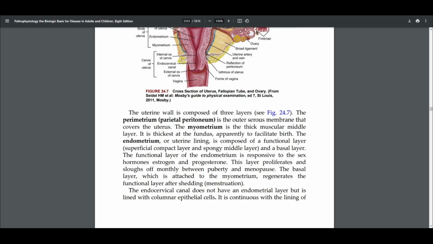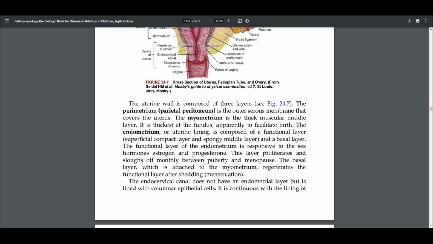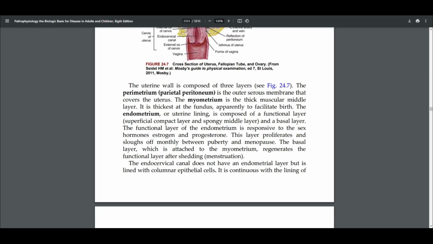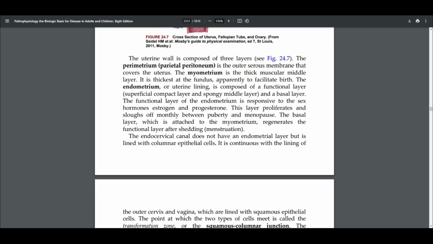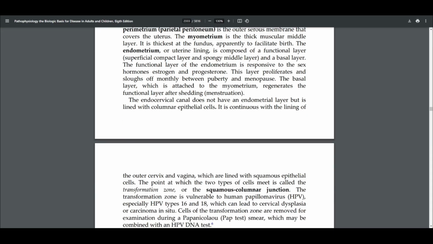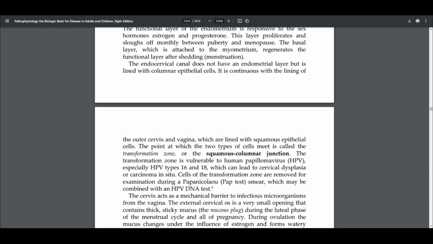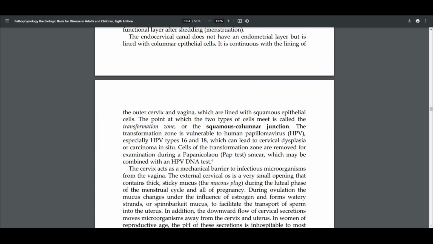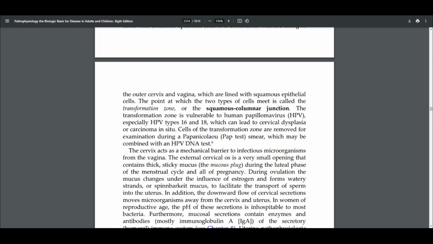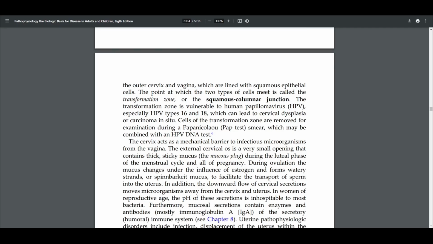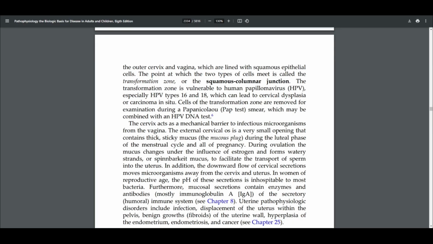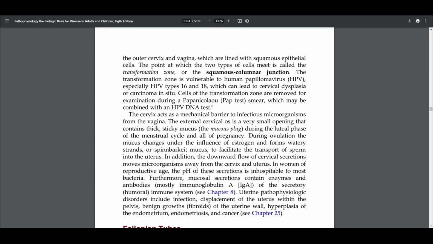The basal layer, which is attached to the myometrium, regenerates the functional layer after shedding. The endocervical canal does not have an endometrial layer, but is lined with columnar epithelial cells. It is continuous with the lining of the outer cervix and vagina, which are lined with squamous epithelial cells. The point at which the two types of cells meet is called the transformation zone, or the squamous columnar junction.